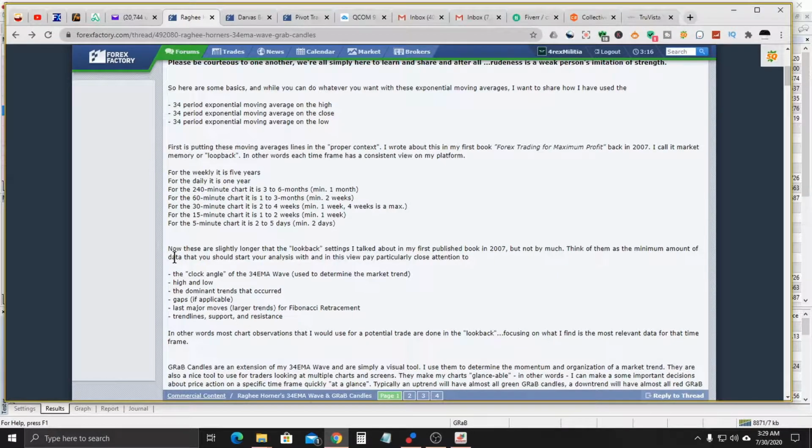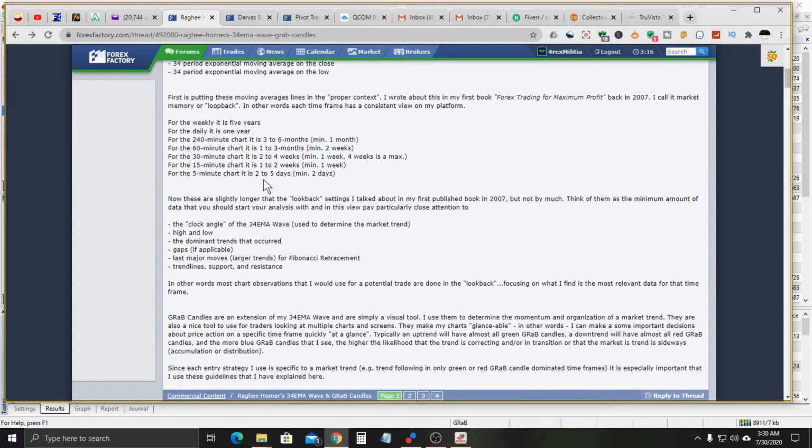It says here, she always goes for a look back. She looks back through the charts. She actually put loop back, but that's a small mistake. It's supposed to be look back. So for the weekly, it's 5 years. For the daily, it's 1 year. For the 240, the 4 hour, it's 3 to 6 months, and then down from there. So I'm going to be trading the 4 hour, which is basically the higher time frame. It's more swing trading.